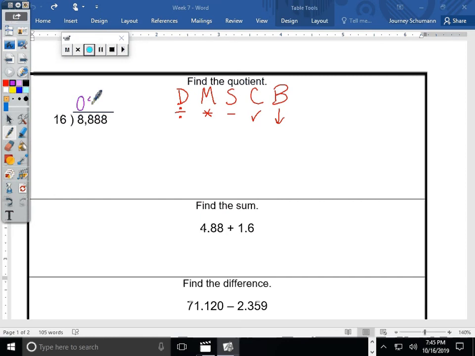So I'm going to put a 5 up top, and I'm going to, again, just rehearse this mental math with you. 5 times 10 is 50. 5 times 6 is 30 more. 50 and 30 gets me 80, and I'm going to subtract.